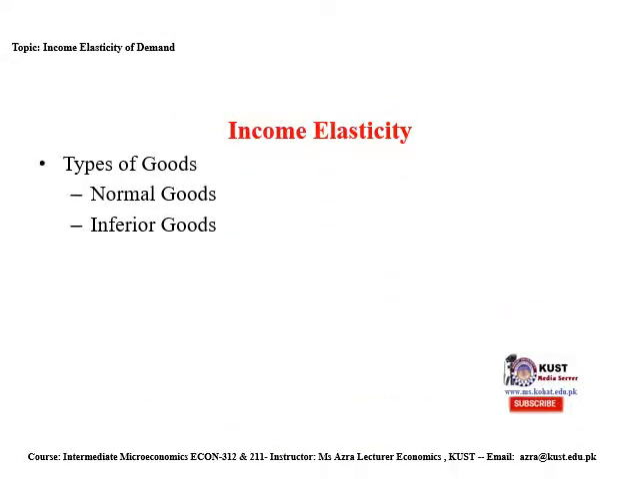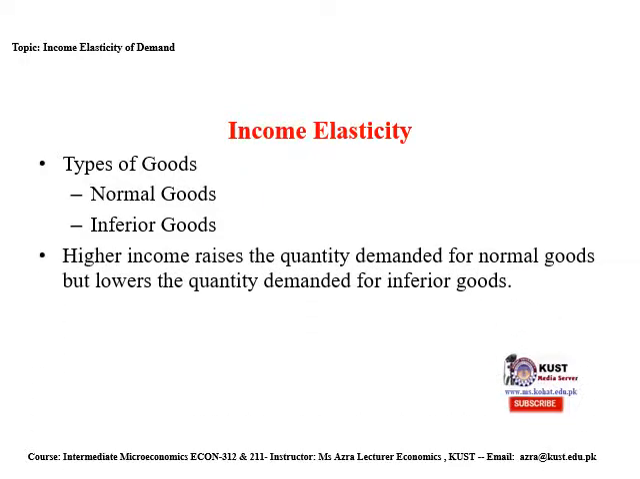Here is income elasticity again. We have two types of goods, normal goods as well as inferior goods. Along with these two types, we also have given goods. Here we will discuss only normal goods as well as inferior goods. Higher income raises the quantity demanded for normal goods but lowers the quantity demanded for inferior goods. Inferior goods are those goods for which, if the best alternative is available, we will decrease the purchasing of that good.